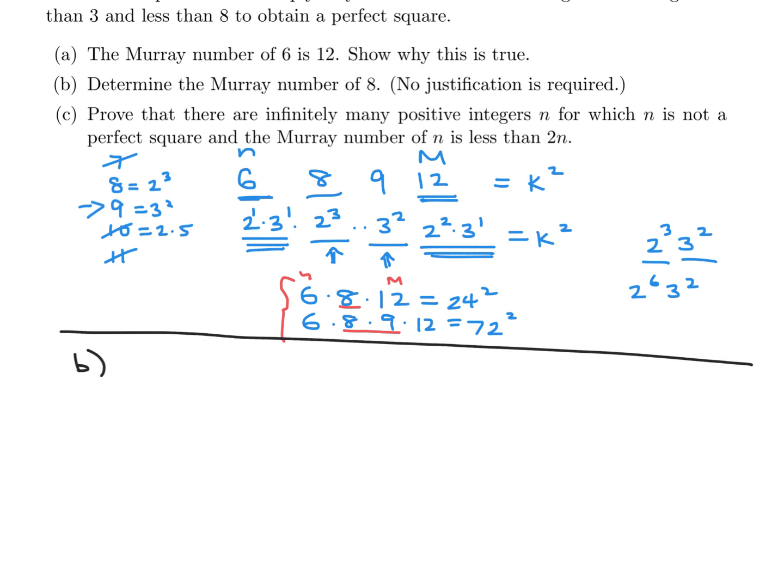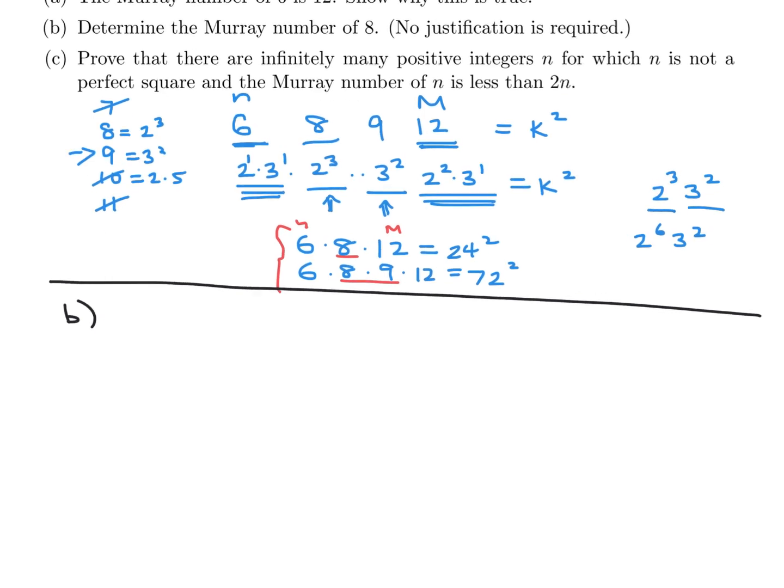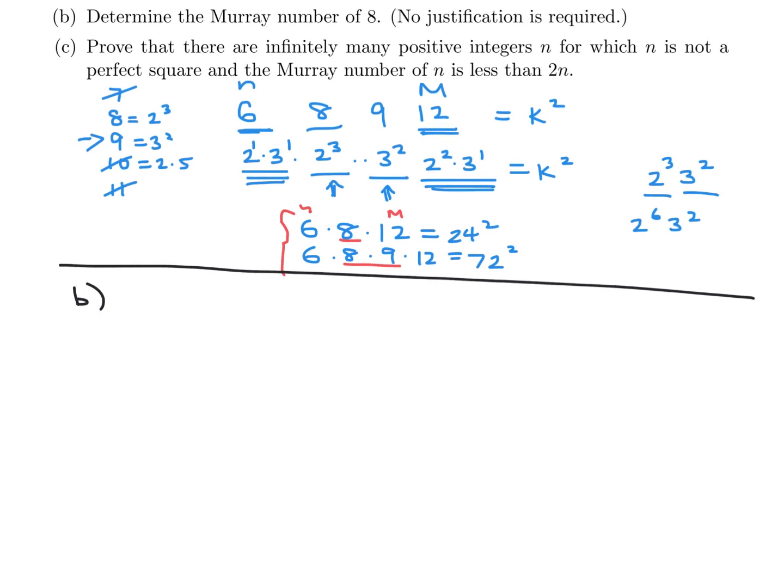B says, determine the Murray number of 8. Okay, so they're not giving it to us this time. They're just saying, here you go. What's the Murray number of 8? Okay, so in this case we have 8. And then, of course, I have no idea how many numbers I got to stick in there. And then we're going to have eventually an m, which is the Murray number. And it's going to be, when it's all multiplied together, it's going to be some perfect square.